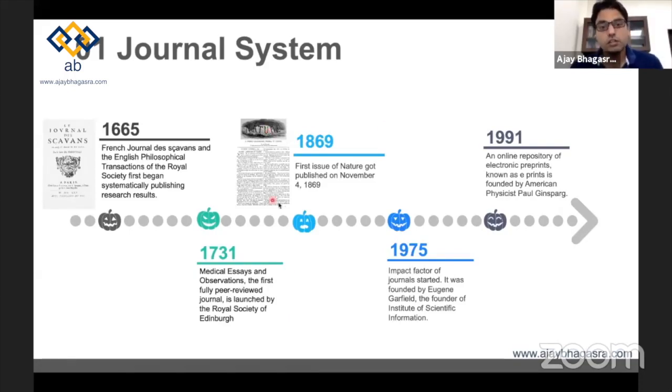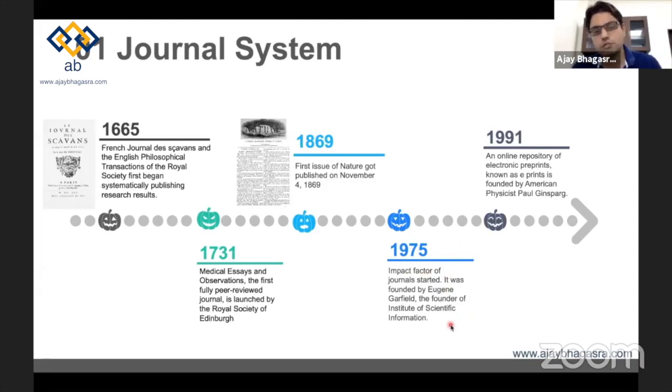Number one journal, Nature, currently being published by Springer, started publishing in 1869. So that is also seen as a very important milestone in the evolution of the journal system. And then one more thing which has been creating havoc for us as academicians, and there has been a lot of debate around this, the impact factor. The impact factor was started in 1975. So this is an important milestone.